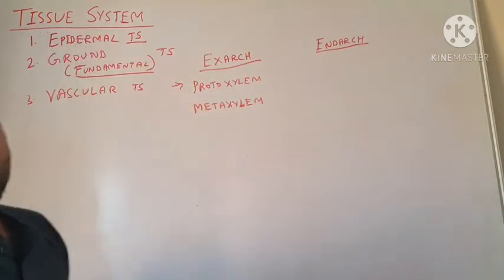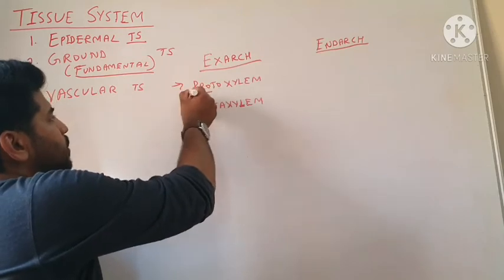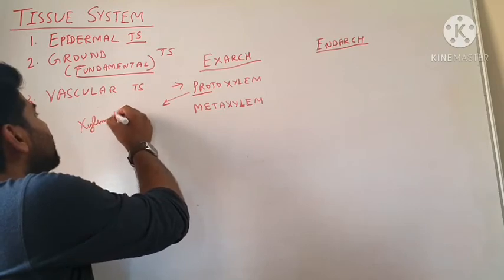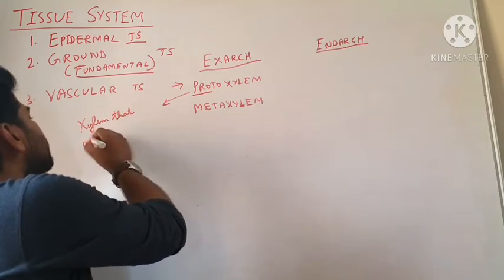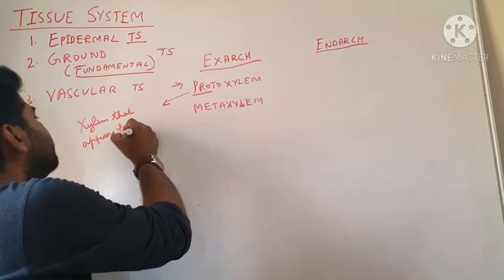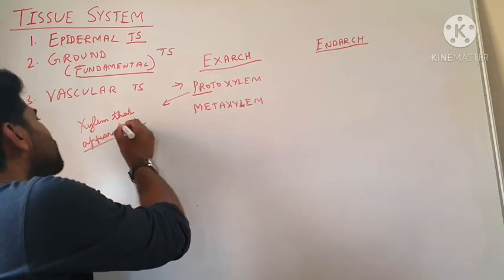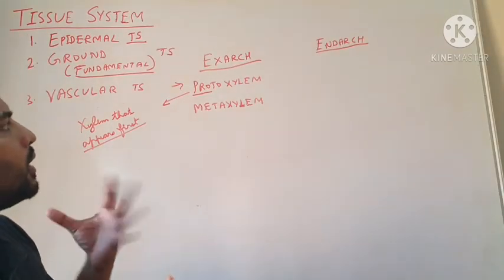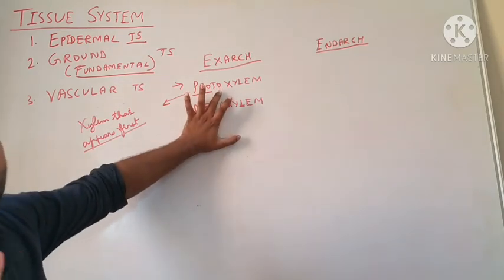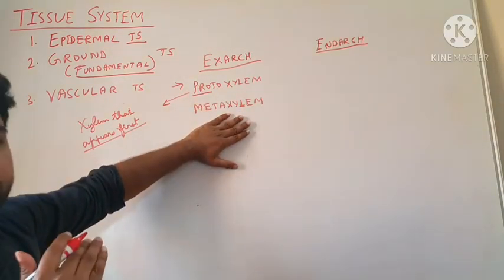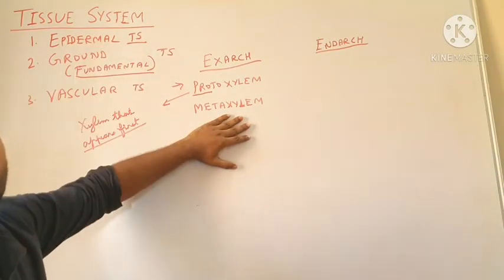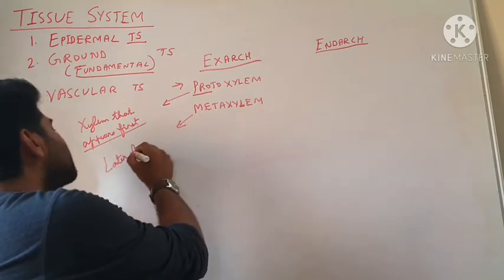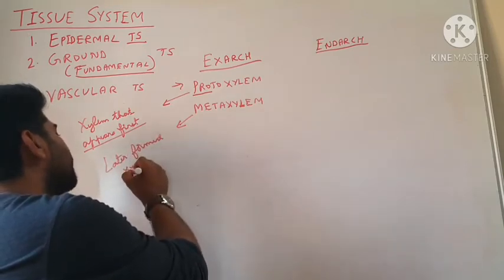What is protoxylem and metaxylem? Pro means first. So protoxylem is the xylem that appears first. During the initial growth of the plant, when the stem and the roots are young, the first xylem that comes is the protoxylem. Metaxylem comes later on in life. So metaxylem is the later formed xylem.